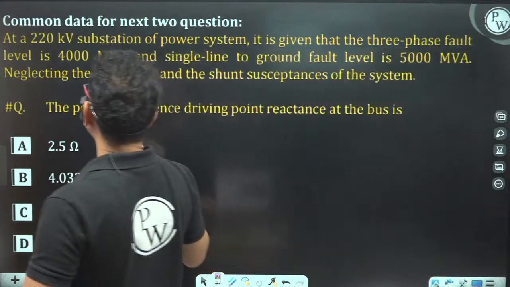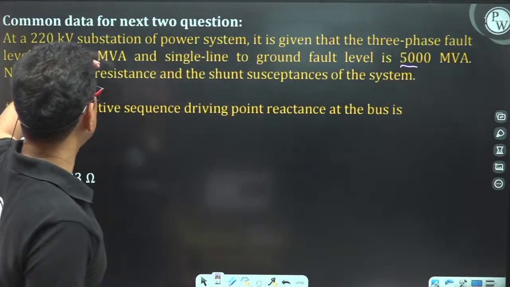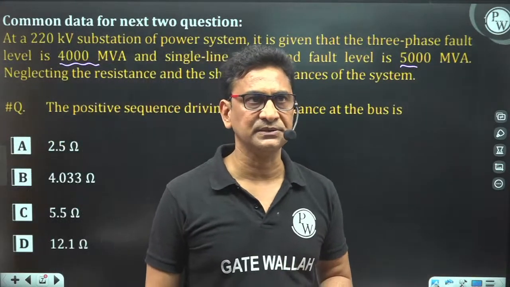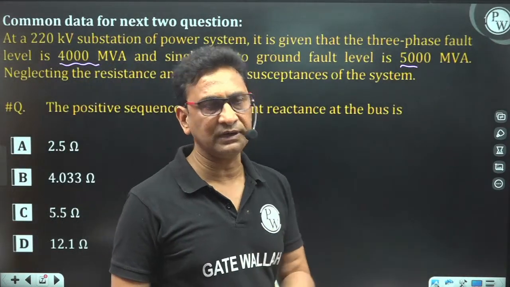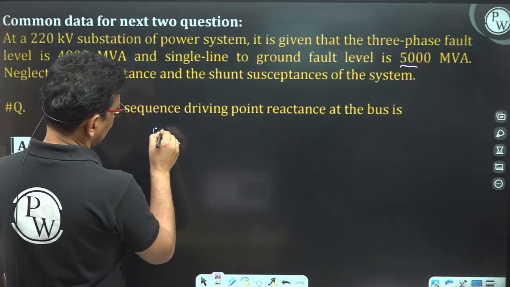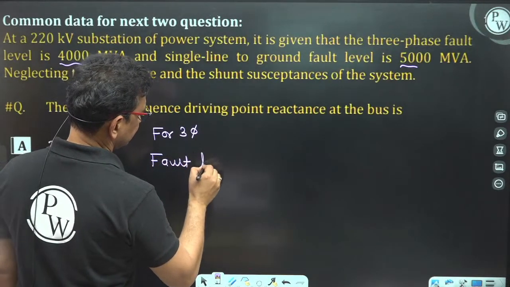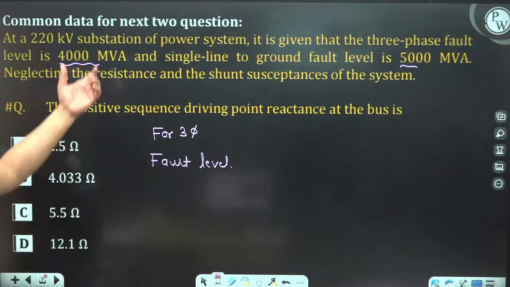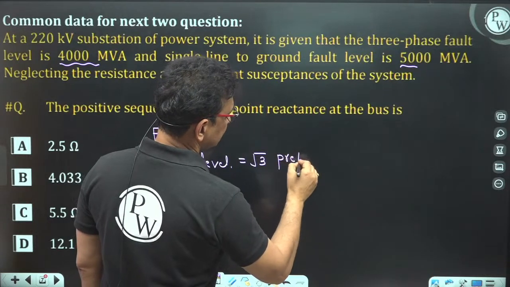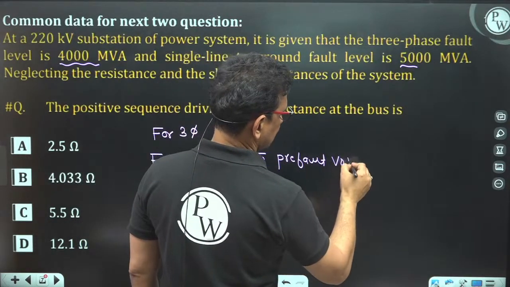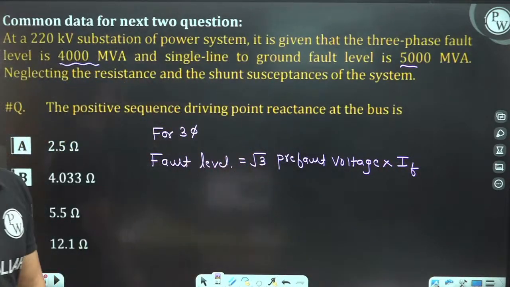See, the fault level for the three-phase fault is given and the fault level for a line to ground fault is given. In the three-phase fault, only the positive sequence circuit comes into the picture. So, we can find out the positive sequence reactance only by using the three-phase fault level. The fault level means the fault MVA. So, I will use root 3 times the pre-fault voltage, that means the rated voltage, multiplied by fault current, because it is in MVA, it is not in PU. So, I will take the root 3 into account.